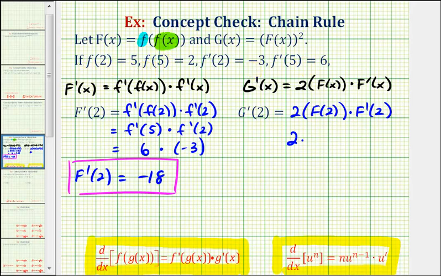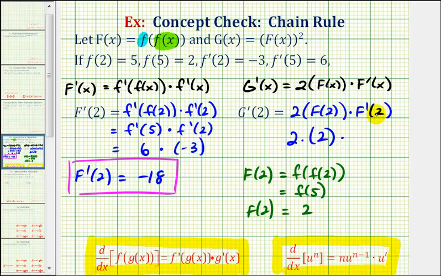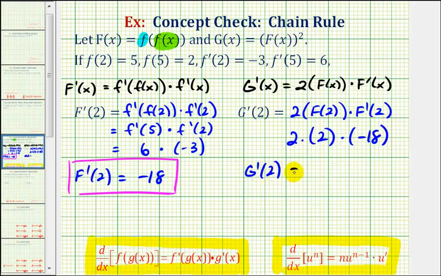from the given information. Big F of 2 is going to be equal to f of 2, well, f of 2 is equal to positive 5, so this is equal to f of 5, and f of 5 is equal to positive 2, so big F of 2 is equal to 2, times big F prime of 2, which we just found, that's equal to negative 18. Which means big G prime of 2 is equal to 2 times negative 18, which is equal to negative 72.